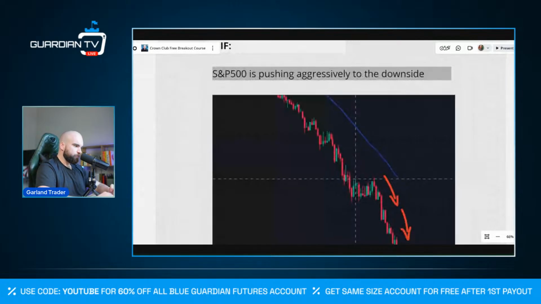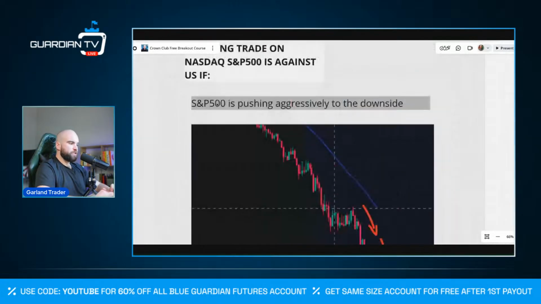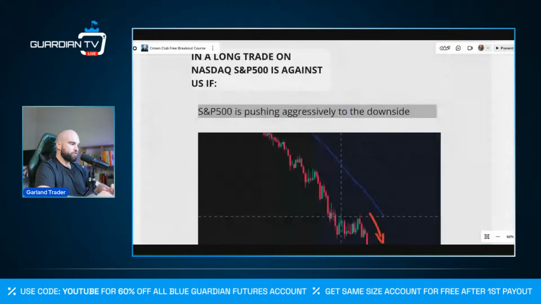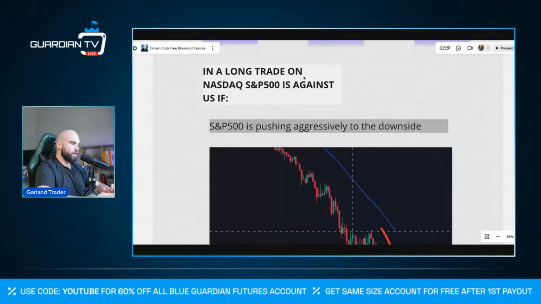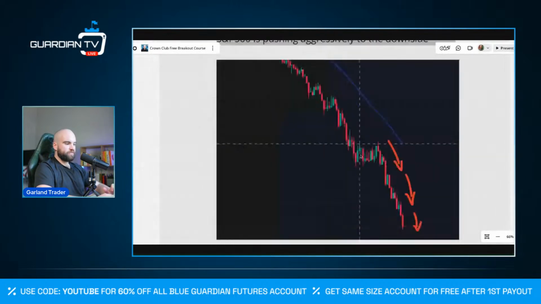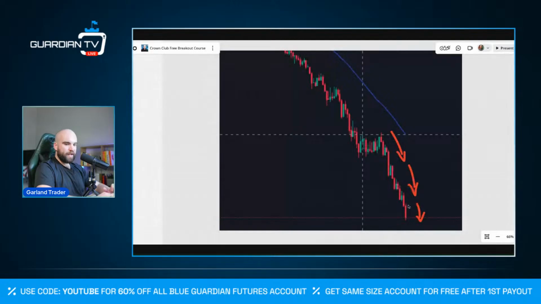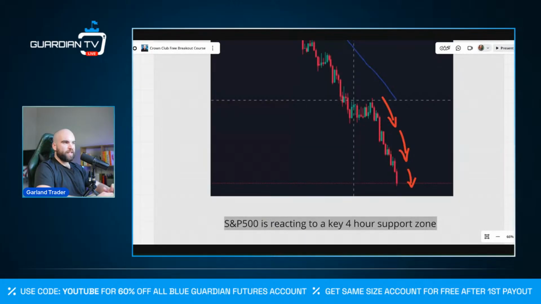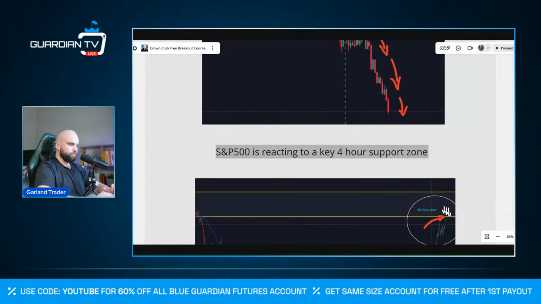So if the S&P is pushing aggressively to the downside like this, okay, and you're trying to take a buy trade, if you're trying to take a long trade on NASDAQ, the S&P 500 is against you. If the S&P 500 is pushing aggressively to the downside like this and you're trying to take a buy, then that confluence is heavily against you, okay?